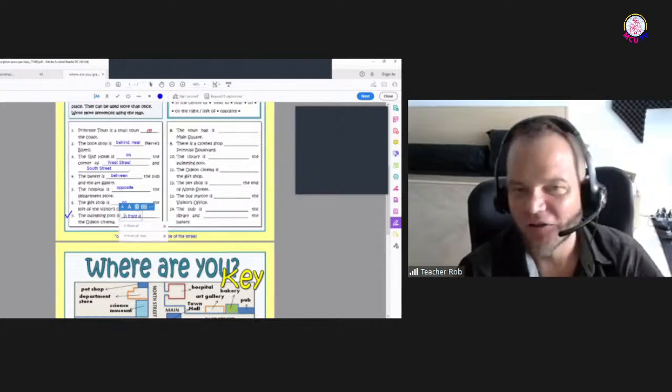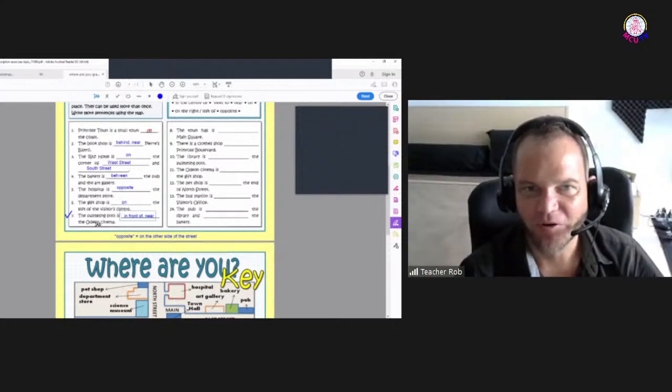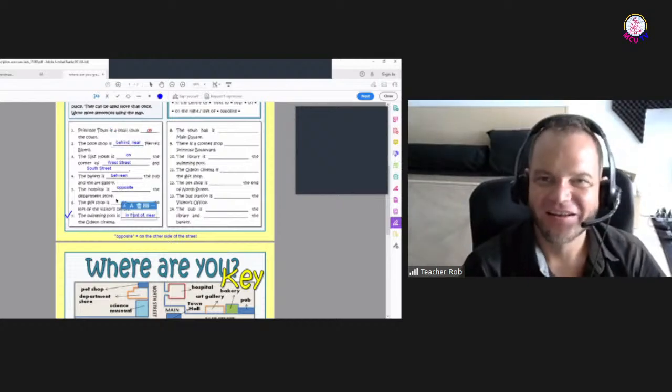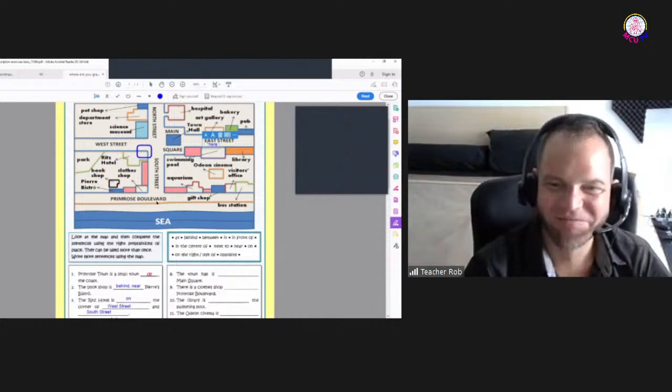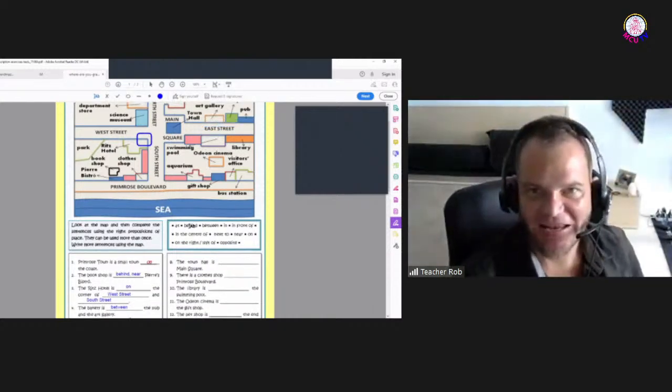Now, this is another one where you could just say near as well. Just like number 2, behind or near, in front of or near. So good job. You're standing right here, right? What you see is the swimming pool. Behind it is the Odeon Cinema. So the pool is in front of it. Well done. Good job.